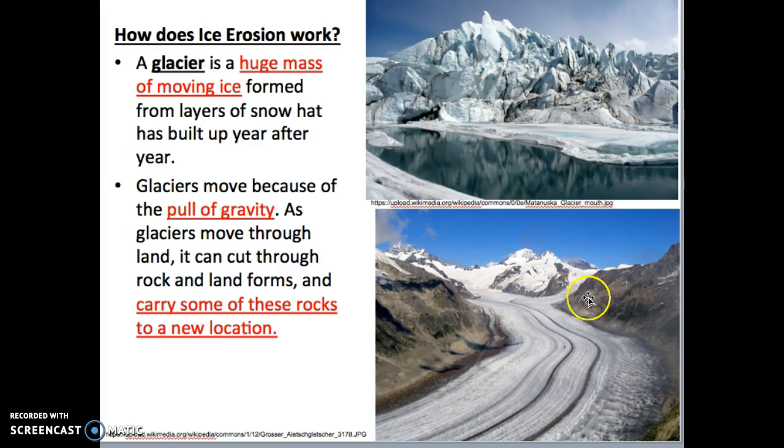And this is a picture of a glacial retreat. Basically this area is where the glacier moved, and when it moves through different landforms, it can cut through certain landforms and create new landforms around it, and sometimes will carry small pieces of rock with it, and that's ice erosion.